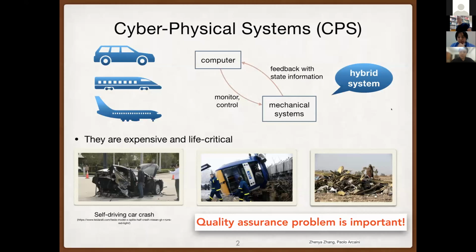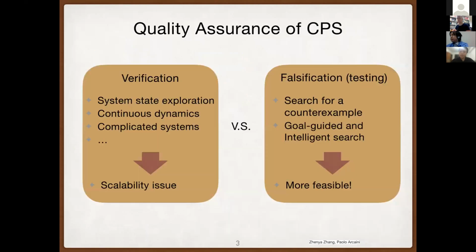Safety-critical systems are everywhere in our life. Due to the existence of both continuous and discrete dynamics, they are also called hybrid systems. They are expensive and critical. Unexpected behaviors of safety-critical systems can cause catastrophic consequences, so the quality assurance problem is quite important. Verification and falsification are two basic quality assurance methods.